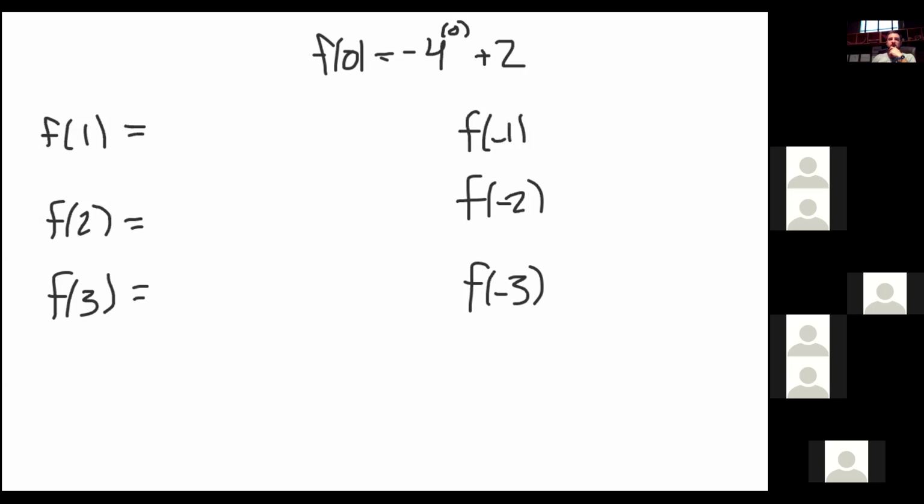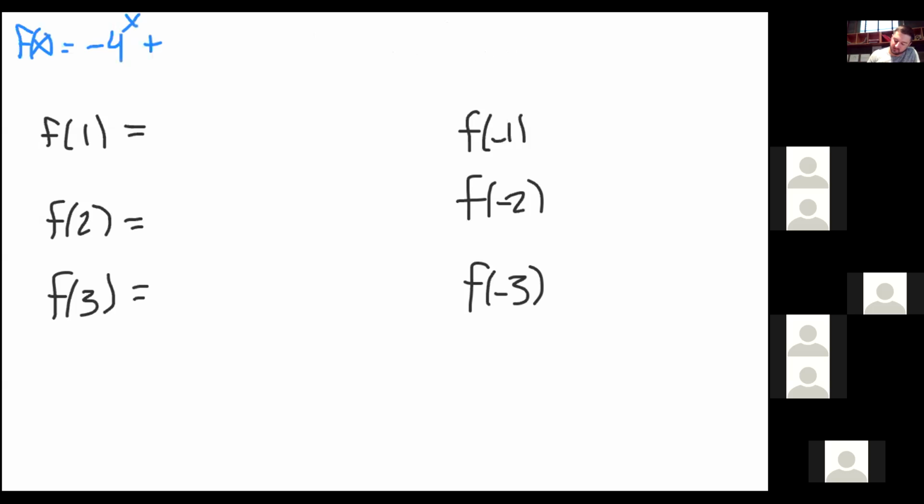So the first one I wanted to start was f of 0. Let me maybe center it up a little bit more. That just means I plug 0 into my function. So let's write it up here, f of x, which is -4^x + 2. So then f of 0 would be -4^0 + 2.